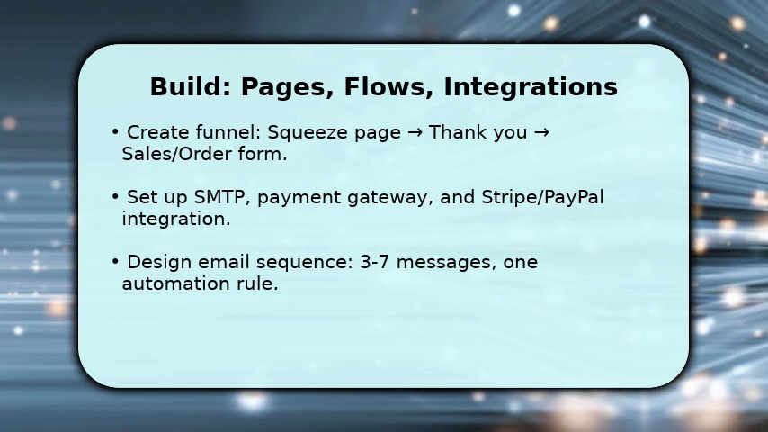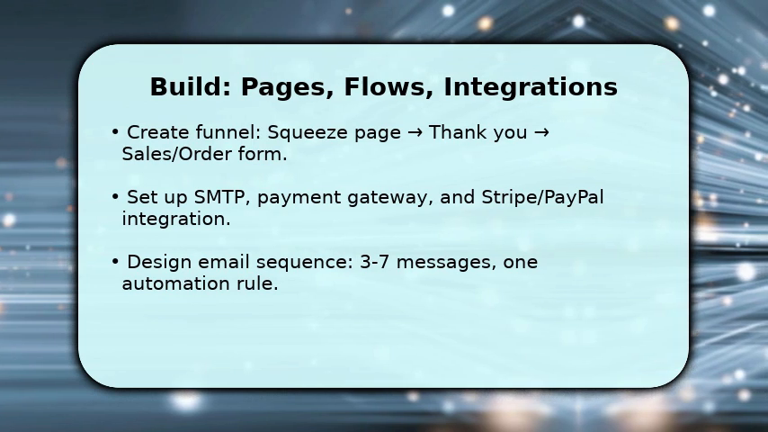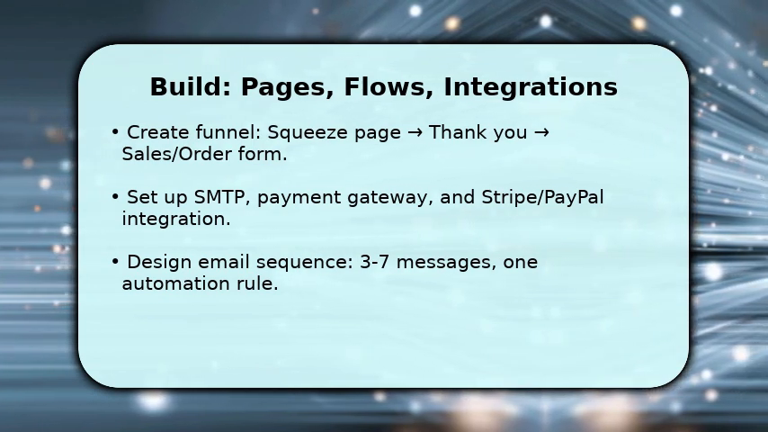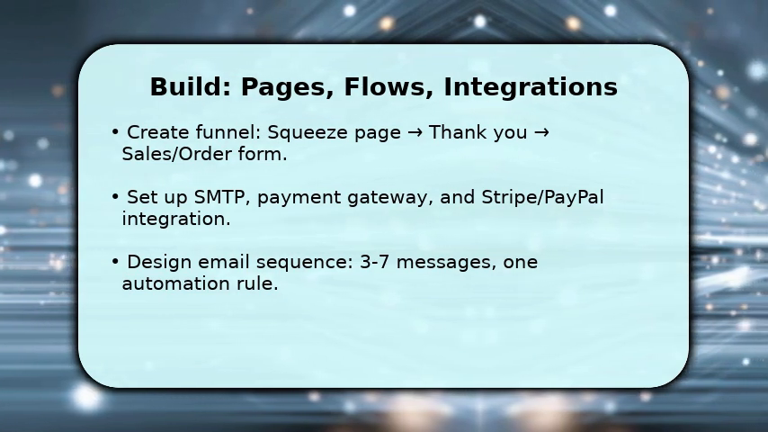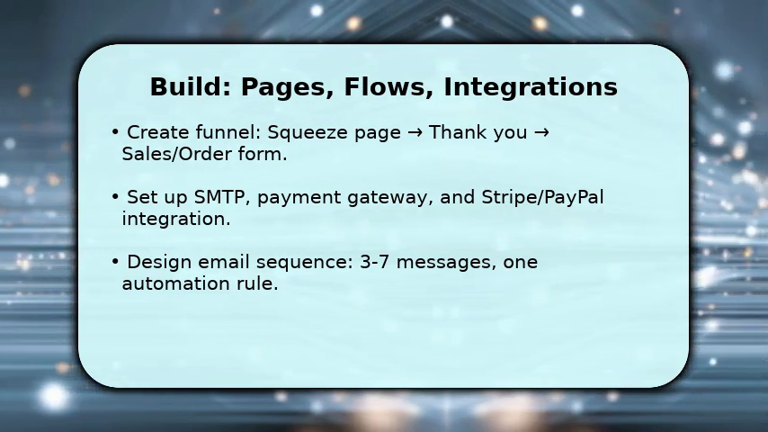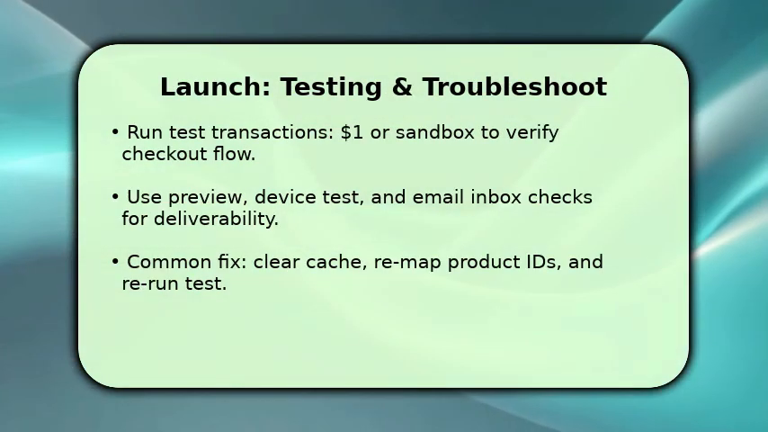Then set up integrations, SMTP for deliverability and Stripe, or PayPal for payments, so receipts and access are automated. Finally, add an email sequence and create automation rules that tag buyers, deliver the lead magnet, and move prospects to the next funnel step. You finish by testing everything end-to-end.